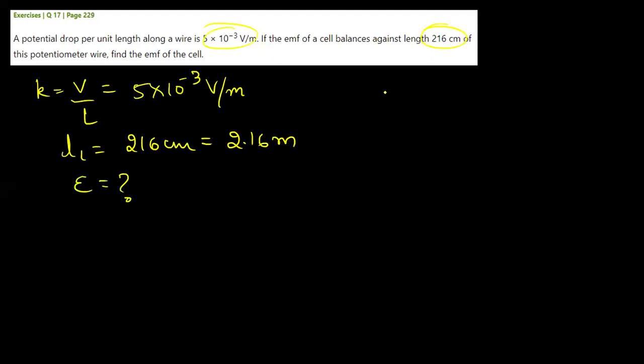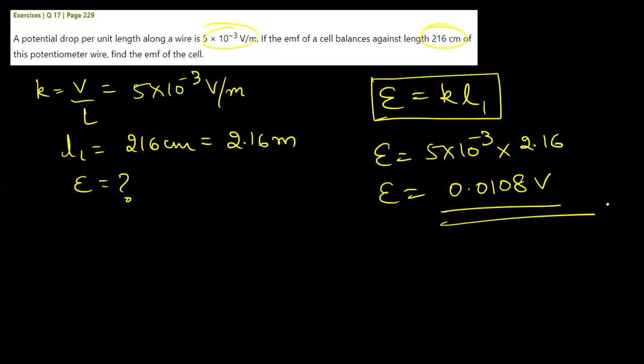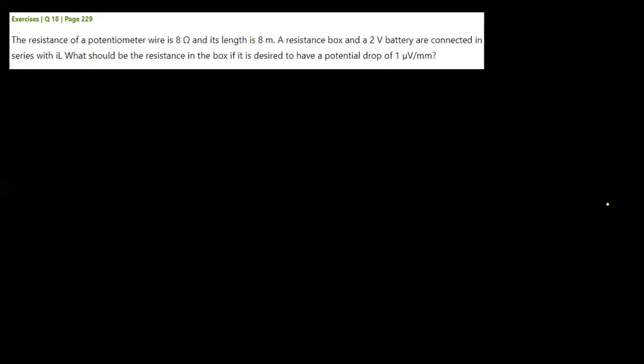So I know that EMF equals K into L by the principle of potentiometer. So EMF can be written as K value 5 into 10 raised to minus 3, length value that is 2.16. So just multiply the two numbers. You get 0.0108 volt. That is your answer.